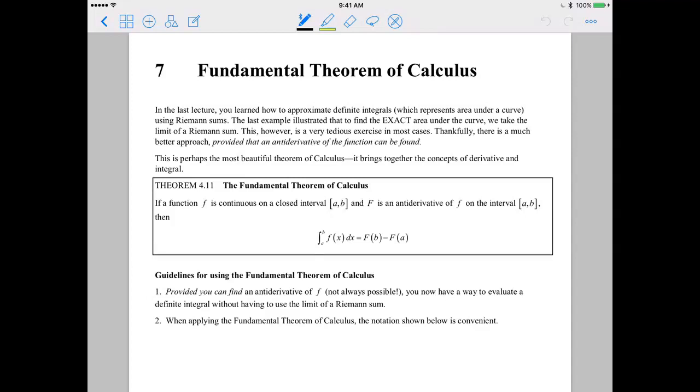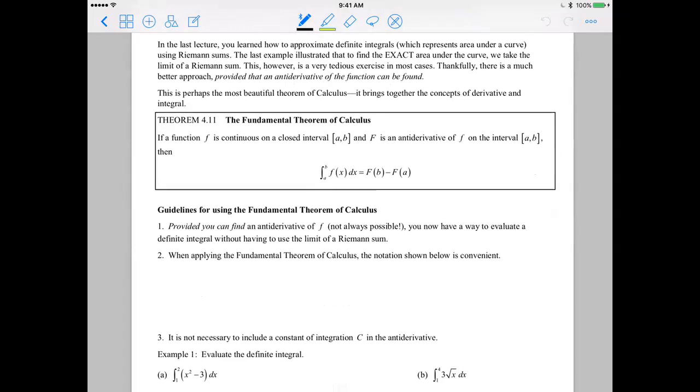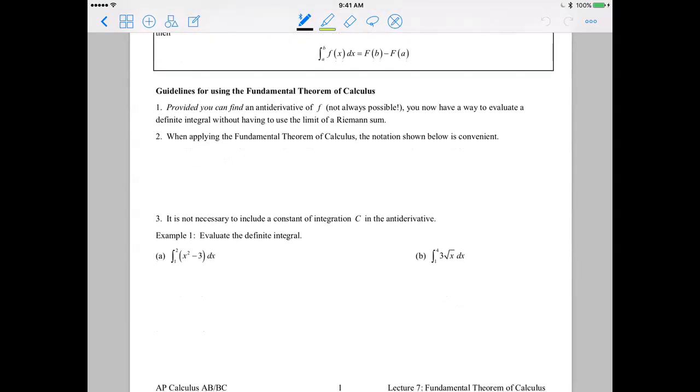It says if the function f is continuous on a closed interval from a to b, and capital F is an antiderivative of f on the interval from a to b, then the integral from a to b of f of x dx is equal to capital F of b minus capital F of a. And so basically, in order to use the fundamental theorem of calculus, you first have to find an antiderivative of f and then evaluate that antiderivative at the upper and lower bounds.